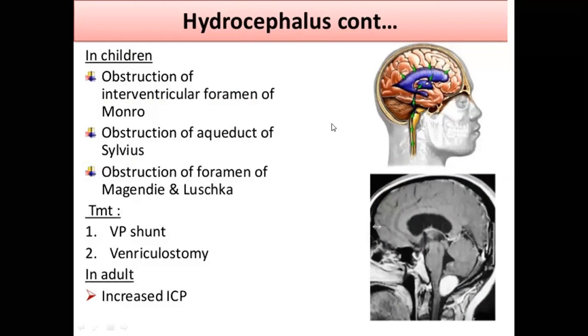Now, treatment: if there is obstruction in the flow, then there is the ventriculoperitoneal shunt. Through the neck muscles and all, a tube is inserted into the ventricle, and the other part of the tube is kept through the body into the peritoneum, so that excessive CSF will go to the peritoneal cavity. This is known as the VP shunt. Then ventriculostomy: a hole can be made in the skull, and through the ventricle it can be taken out. When there is obstruction in the flow of CSF, it can cause increased intracranial pressure.